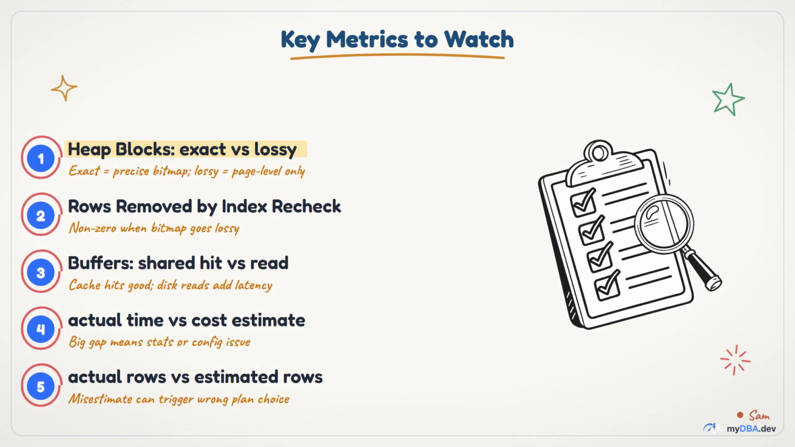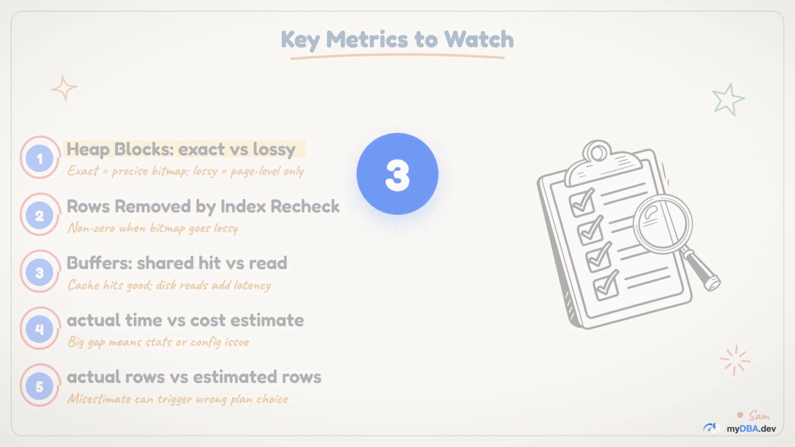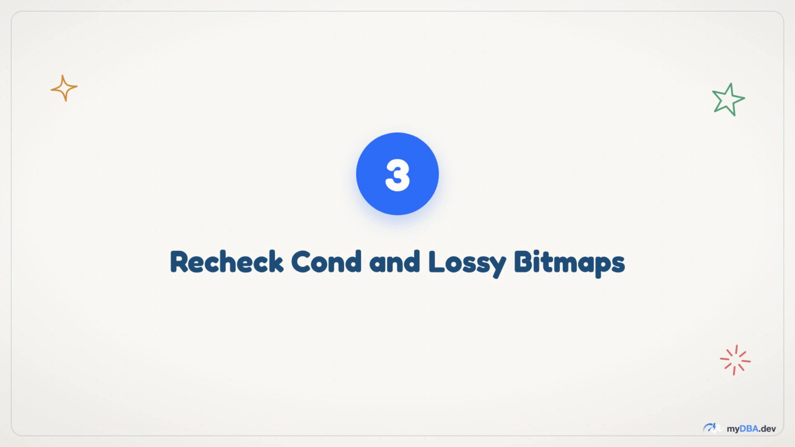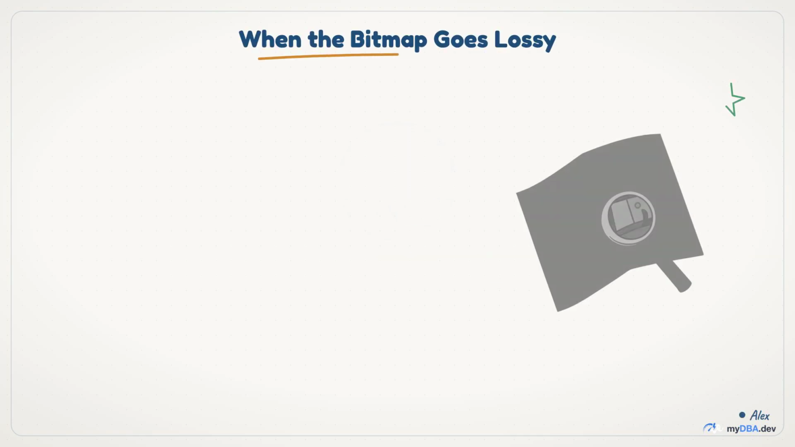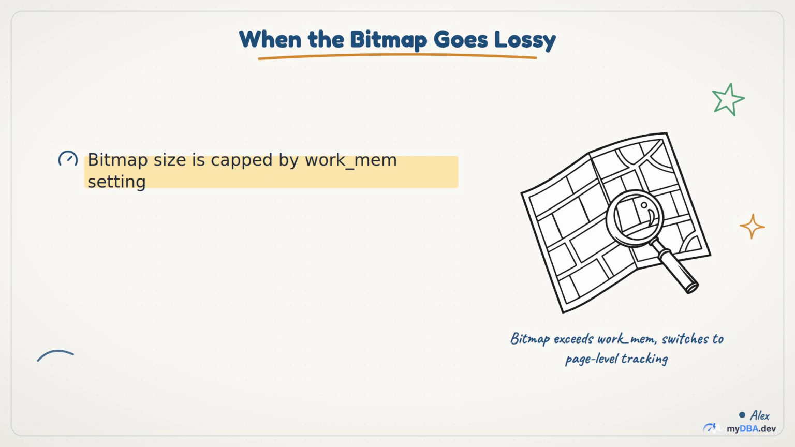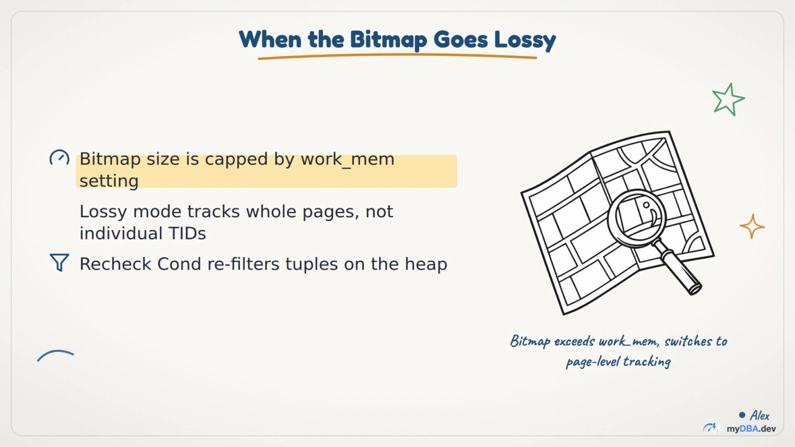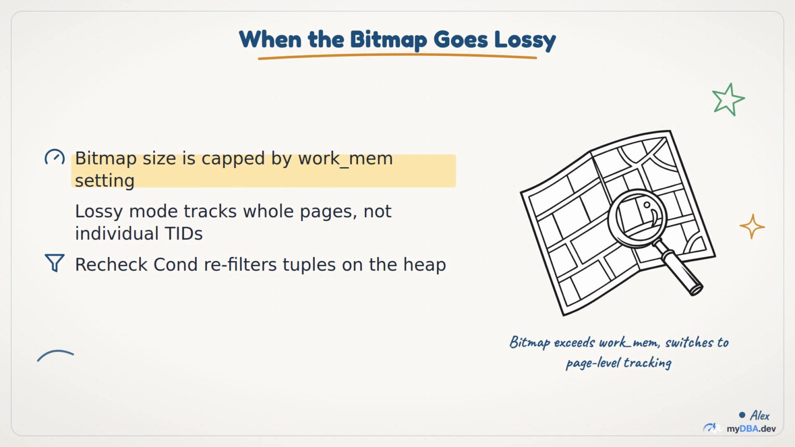Got it. So what's this lossy bitmap thing? That sounds ominous. This is where people get spooked. Let's demystify Recheck Cond and what happens when work_mem runs out. The bitmap lives in memory, bounded by work_mem. If the bitmap grows too large, Postgres switches to lossy mode. Instead of tracking every TID, it tracks whole pages.